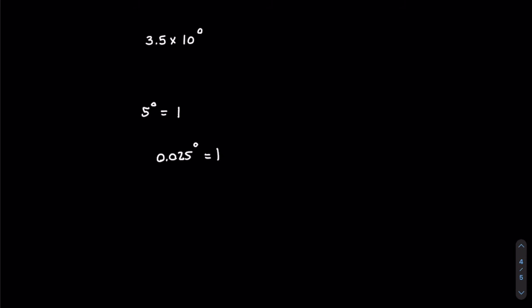So in this case, 10 to the 0 is just 1. And if we do 3.5 times 1, well, that's just 3.5. So whenever you see something like this, 3.5 times 10 to the 0, or any number times 10 to the 0, it's just going to be whatever is originally there, because we're just multiplying by 1.